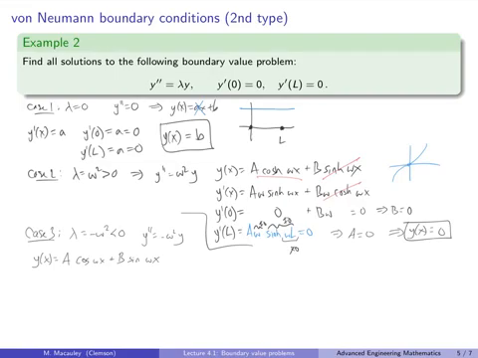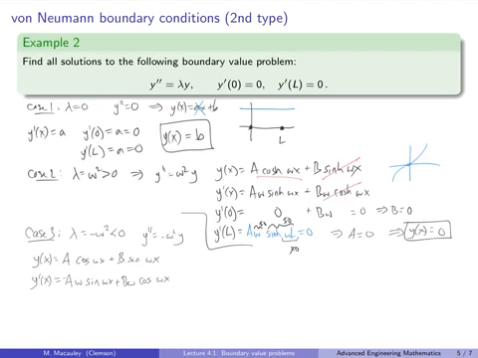So now let's take derivatives again. So y prime of x equals a omega sine of omega x, and there's a negative sign out in front, plus b omega cosine of omega x.